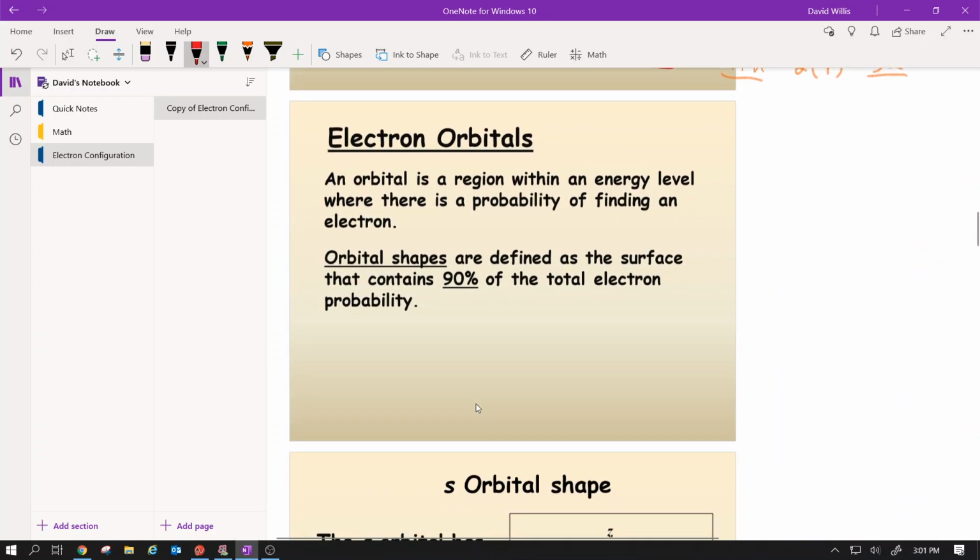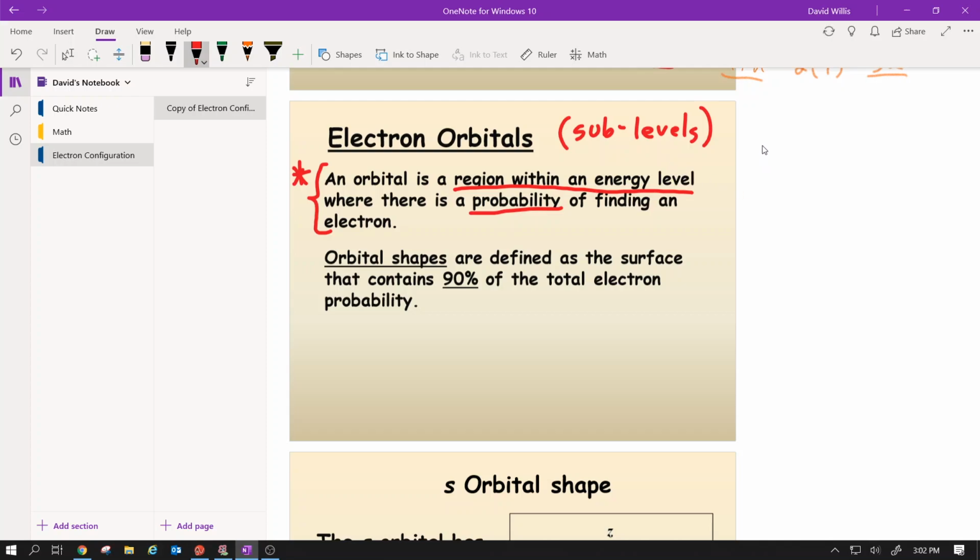Okay. Now, let me tell you what we want to write about electron orbitals. An electron orbital is a region within an energy level where there is a probability of finding an electron. Okay? So I want you to write that. The orbitals are what I've been calling sublevels. So these are the sublevels of the energy level.